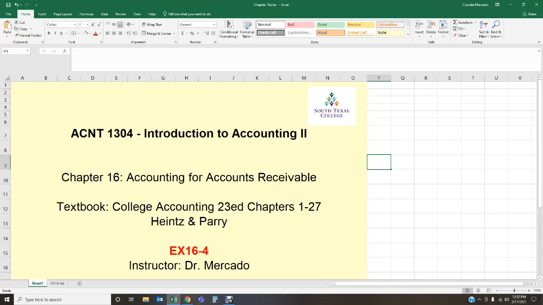This is Accounting 1304, Introduction to Accounting 2, and this week we begin covering Chapter 16, which deals with accounting for accounts receivable. Now, accounts receivable is super important for every business. This is basically when businesses either provide a service or sell a product on account. Now, whenever that happens, there's a risk of businesses or individuals not paying you. So we have to be aware of that.